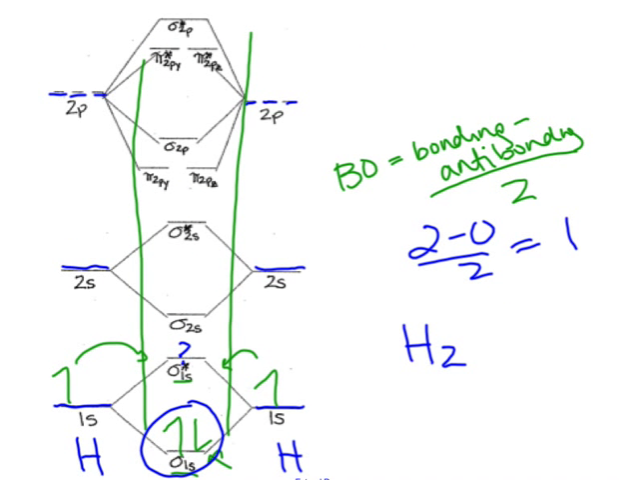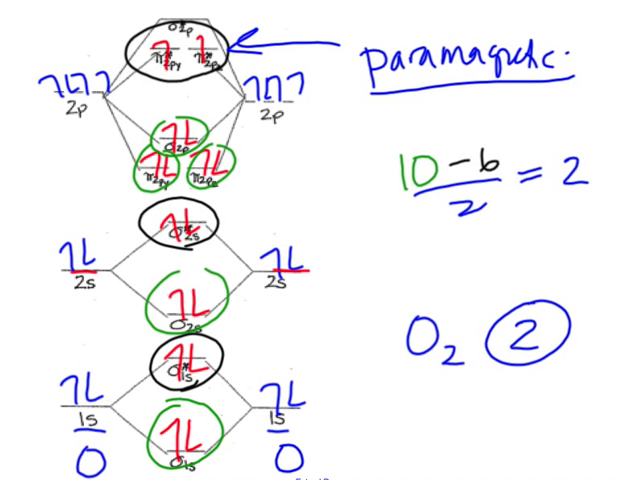Next, let's just go back real quick. I want to talk about this one. This, because all the electrons in the pot are paired, is diamagnetic. Okay, we'll do a couple more quick examples.